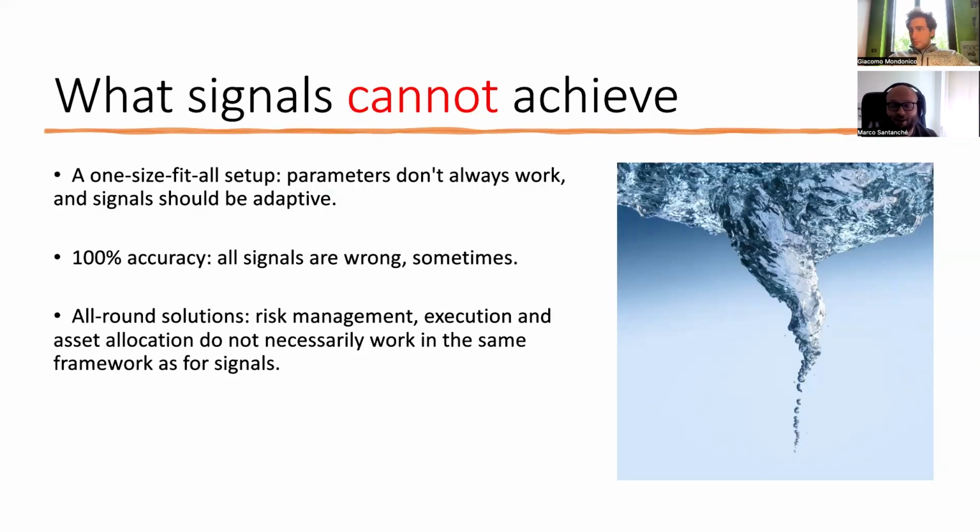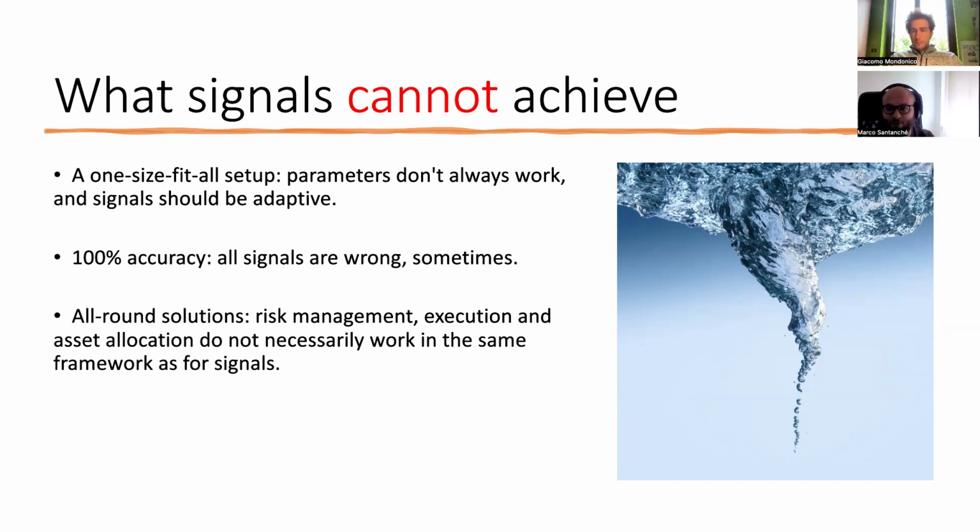But signals cannot necessarily achieve everything. For instance, asset allocation or risk management is not necessarily embedded in every signal we use. In particular, they cannot necessarily be adapted to all market conditions. So whenever we use a trend following strategy, we should also know that there are times where this strategy doesn't really work. Or maybe the strategy works, but with different parameters. So that's also something we need to keep into account, the fact that we should adapt the model to different situations. Or they cannot be 100% accurate.